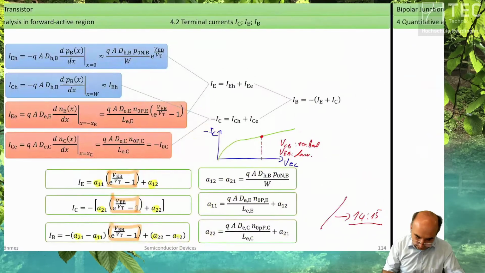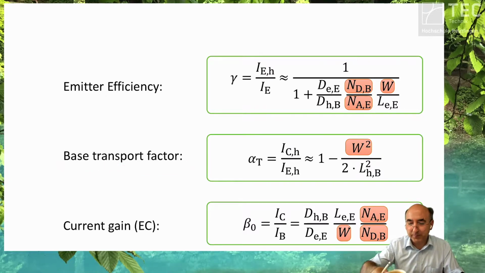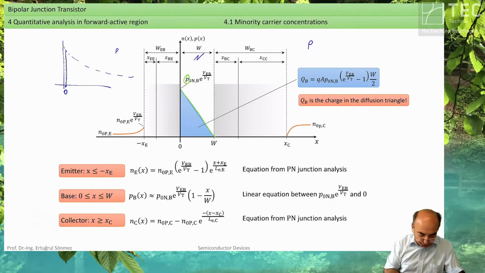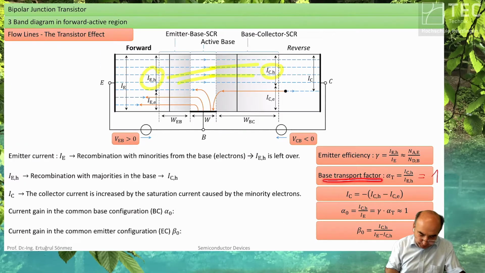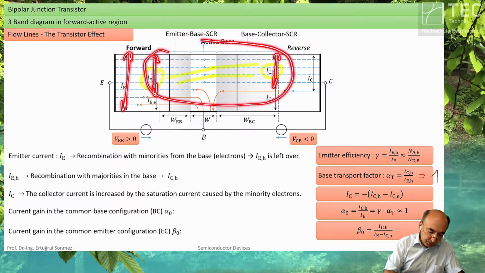Okay, let's go on. Let's take a closer look at the base transport factor. Kathy, what was the base transport factor? What portion of the holes in the collector was previously left in the emitter? So we start at the big portion, less holes, and even less holes we have here. And the relation of these two currents is the transport factor.